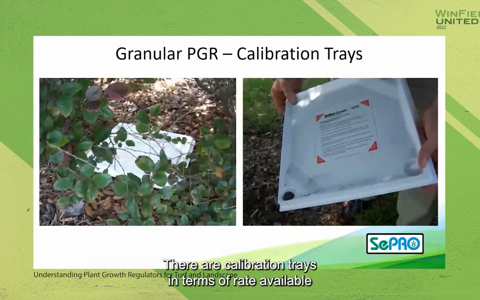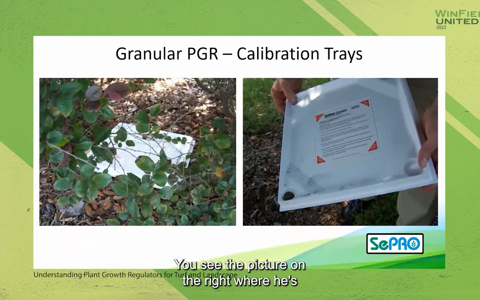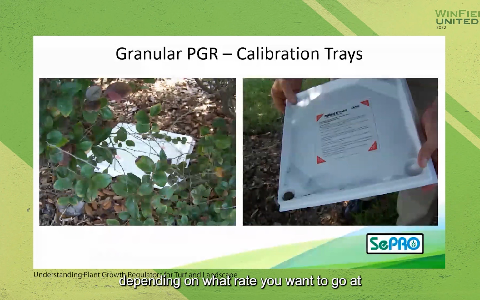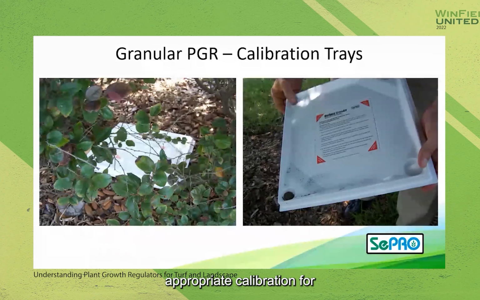There are calibration trays in terms of rate available where you can stick the calibration trays up under the shrubs. Make your application, whether it's over the top or within the drip line. You see the picture on the right where you're tilting it, and you see the material in the little cups there, and each cup's a different size. Depending on what rate you want to go at, make sure that cup's level, and that would be an appropriate calibration for, in this case, Cutlass 3.3 granular.